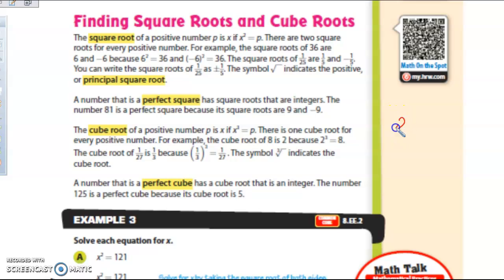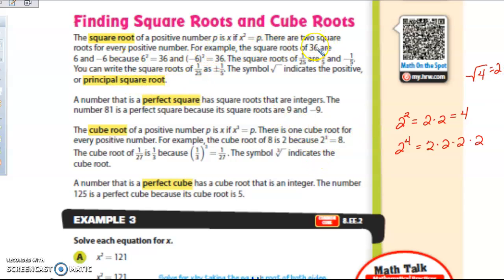If I have 2 squared, remember that's the same as 2 times 2. There's 2 2's being multiplied. If I have 2 to the 4th power, I have 2 times 2 times 2 times 2. Remember this? There are 4 2's being multiplied. So when I'm asking for the square root, I know that this is 4. So if I have the square root of 4, I know that 2 times 2 equals 4. So that's going to be 2.